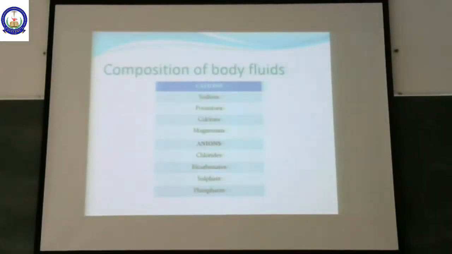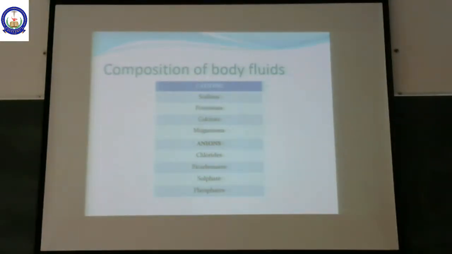Now, what is the composition of our body fluids? We have both cations as well as anions. The cations are sodium, potassium, calcium, and magnesium, whereas the anions are chlorides, bicarbonates, sulfates, and phosphates. So the most important things that we will be dealing with today in water and electrolyte imbalances are sodium, potassium, and chlorides, along with the water abnormalities.